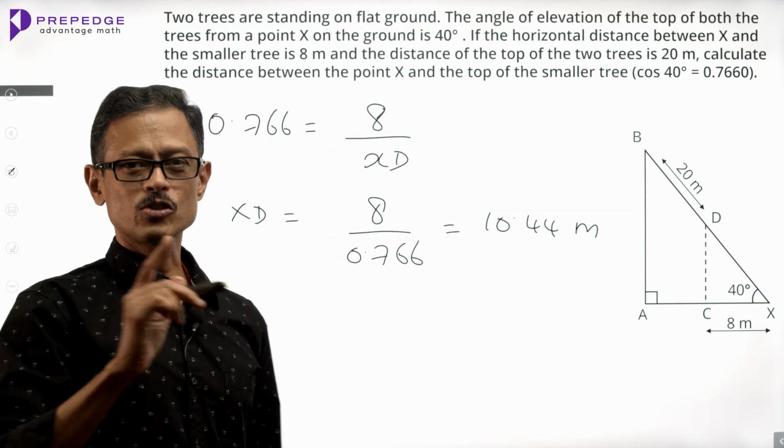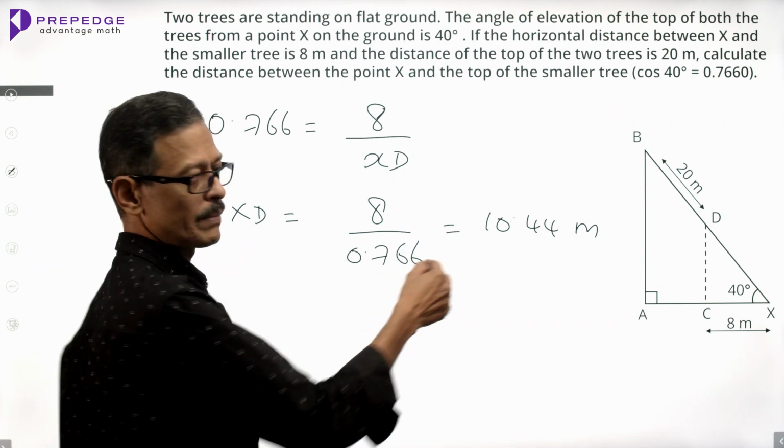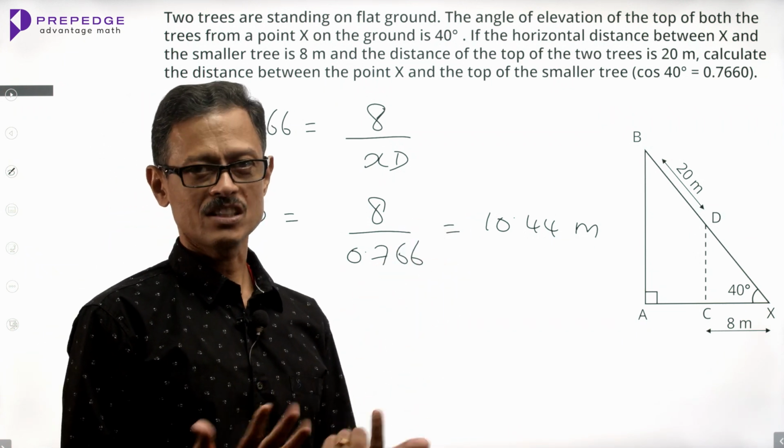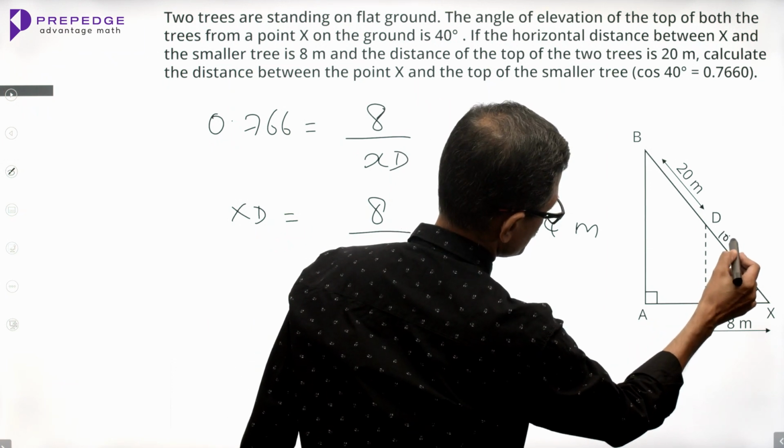This calculation is a little painful, so do it patiently. One way of doing it is to calculate 8000 divided by 766, and the answer will come, right? So 10.44 meters is this distance.